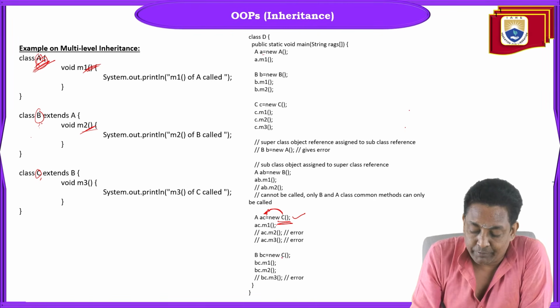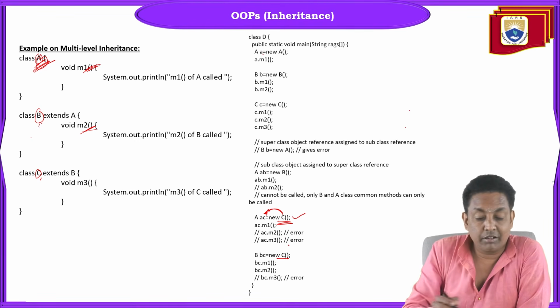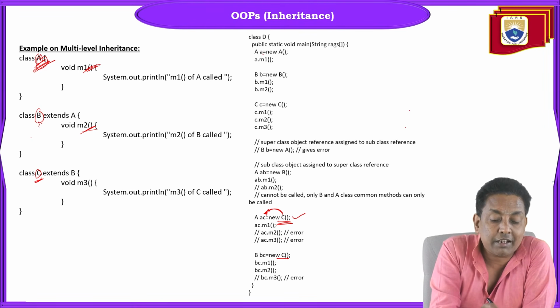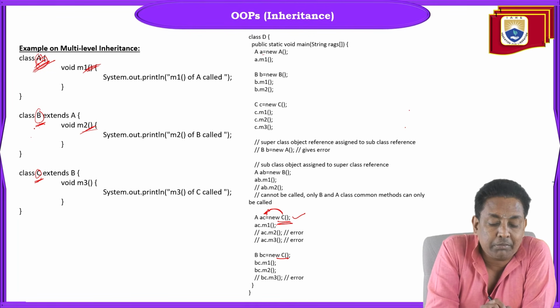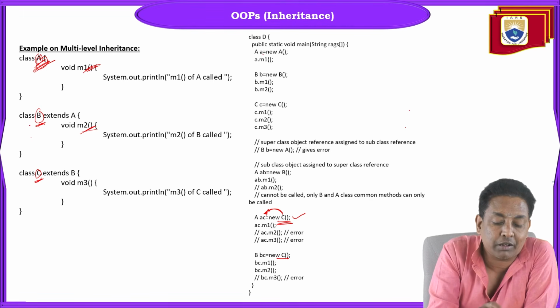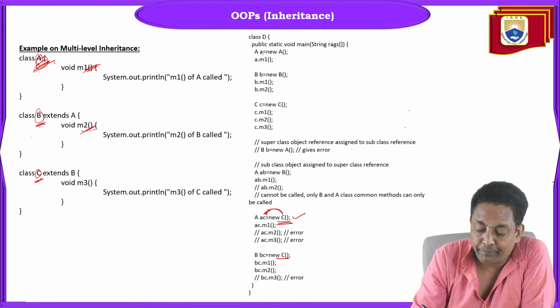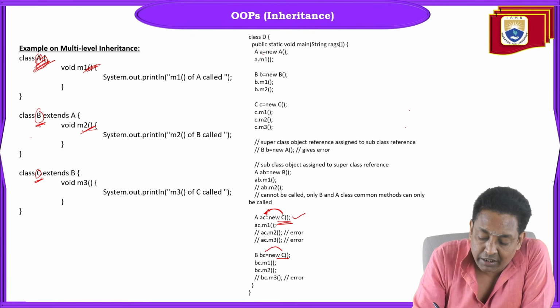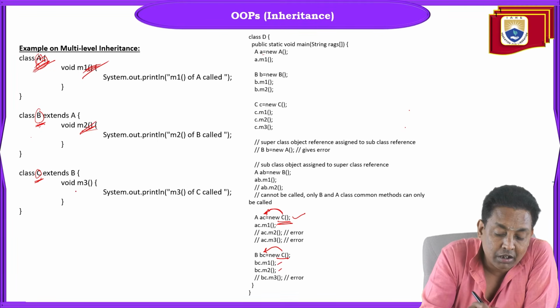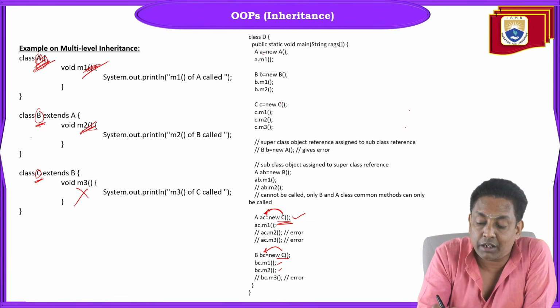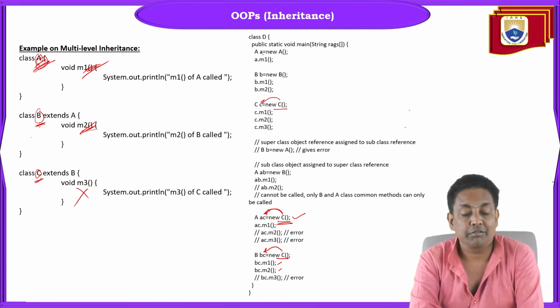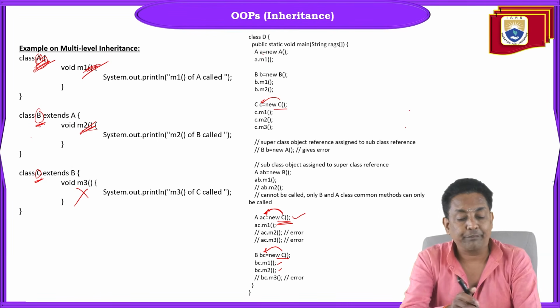At the same time, if you create an object of C and take the reference into B, the methods that are in C alone are not available. To B, the M2 method is known and the M1 method is also known. So by creating an object of C and taking the reference into B, you can access both M1 and M2 but not M3. And if you want to access all 3 methods, you create an object of C and take the reference into C. Then all 3 methods are accessible.